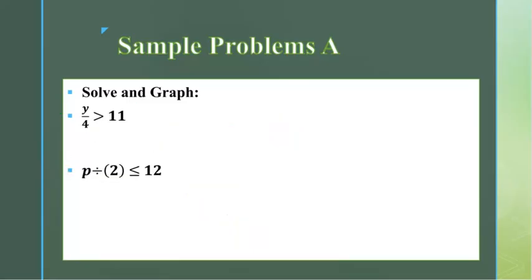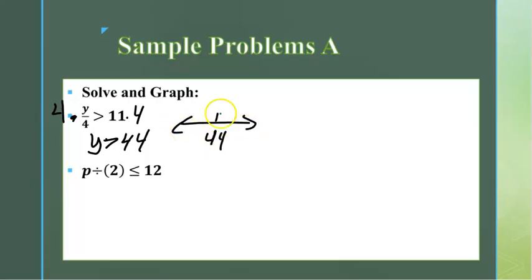A couple other examples. Here I want to get y by itself, so the opposite of divided by 4 is multiplied by 4. Do that on both sides, and I'm left with y is greater than 44. To graph it, got 44 here. It cannot equal it, so it's an open circle. Greater than means it goes to the right.